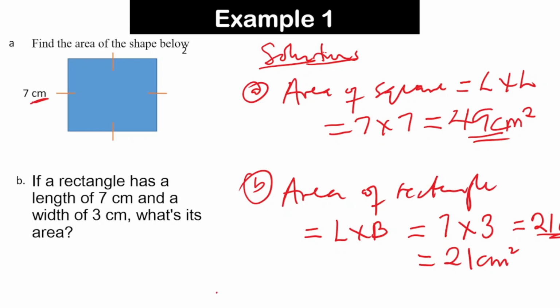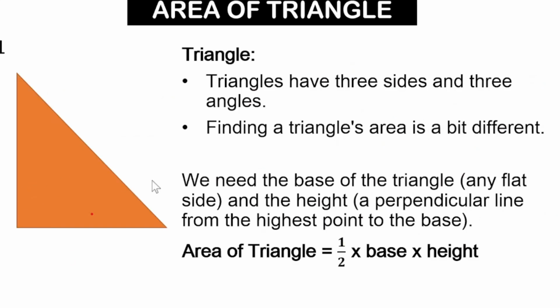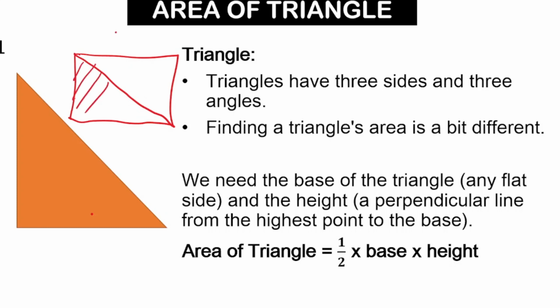So we move to the next one, which is area of a triangle. Let's draw a rectangle and see how the area of a triangle is derived. So this is a rectangle. If I draw the diagonal of this, what I'm going to have is a triangle. Since it's a triangle, a triangle is half of a rectangle. And mind you, the area of a rectangle is length times breadth.